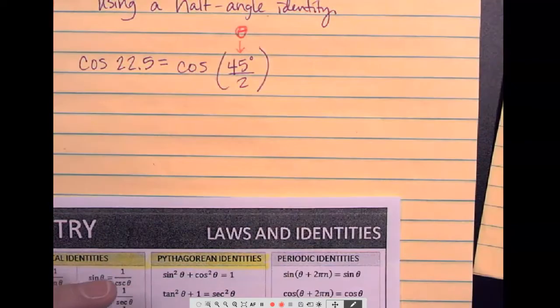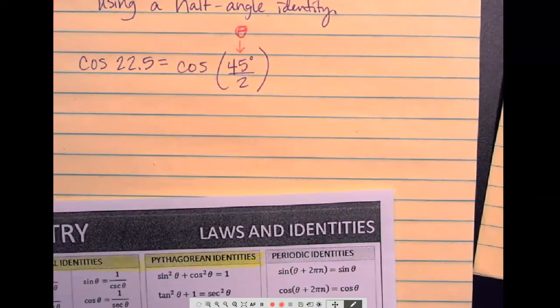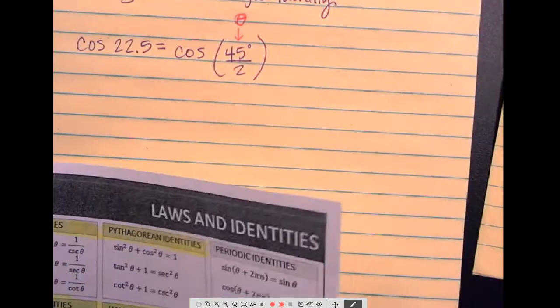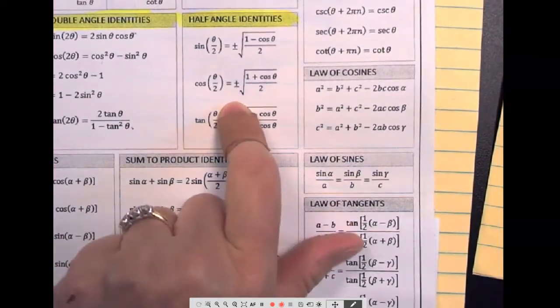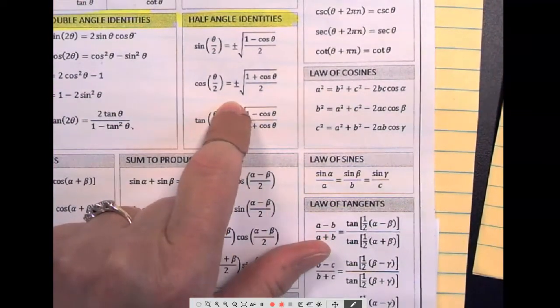In the formula, when I see theta, I will use 45. Okay, so let's set up the formula. Oh, notice this, plus or minus out front. In some quadrants, cosine is positive. In some quadrants, cosine is negative.